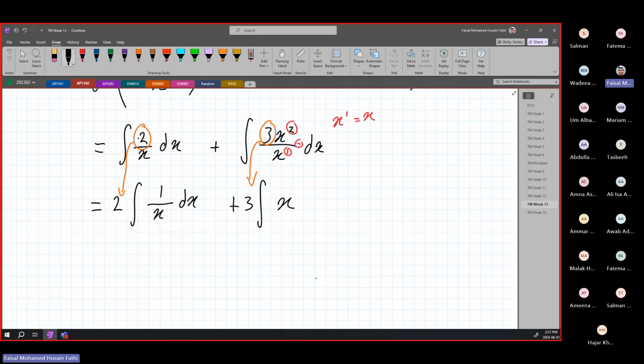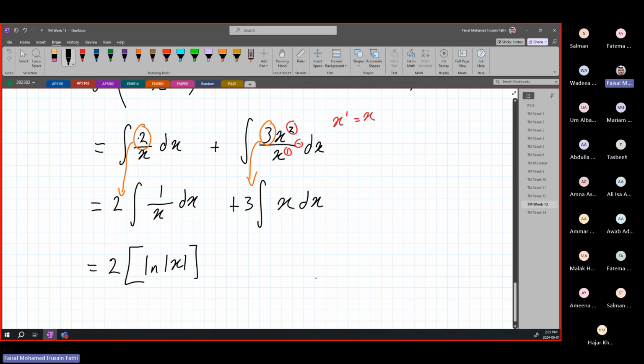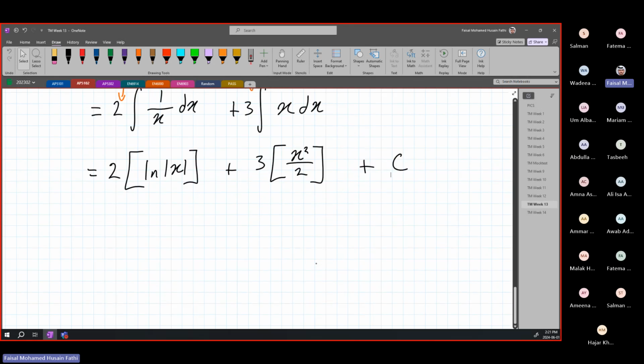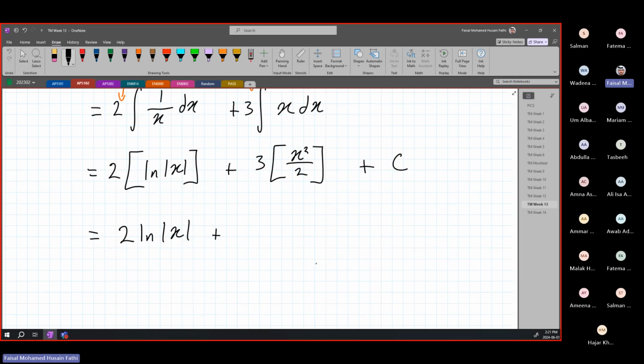So 2 times the integration of 1 over x dx plus 3 times the integration of x dx. Now you can do your integration. This is going to be 2 times, as we have seen earlier, 1 over x is just ln of the absolute value of x, plus 3 times the integration of x, which becomes x squared over 2. And of course, do not forget your plus c. So this is going to be equal to 2 ln of the absolute value of x plus 3 over 2 x squared plus c.